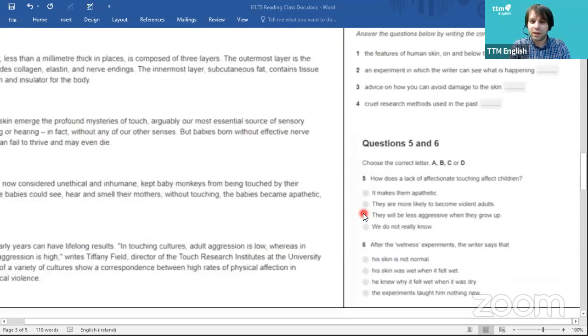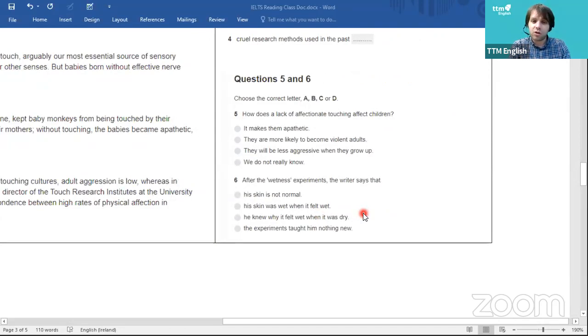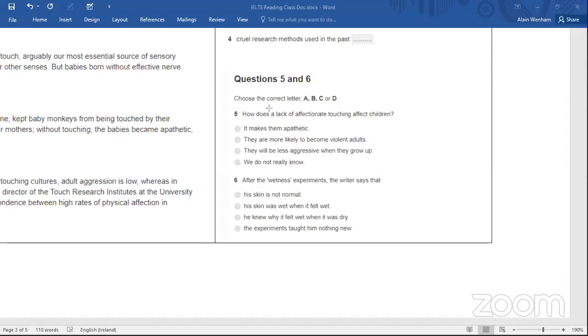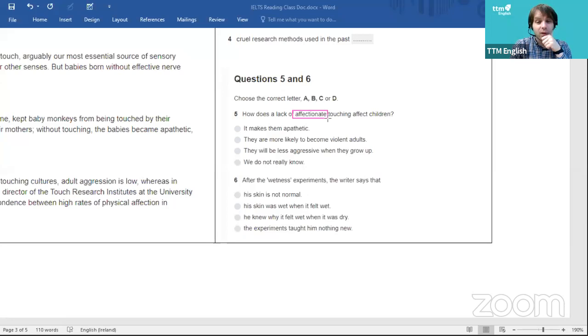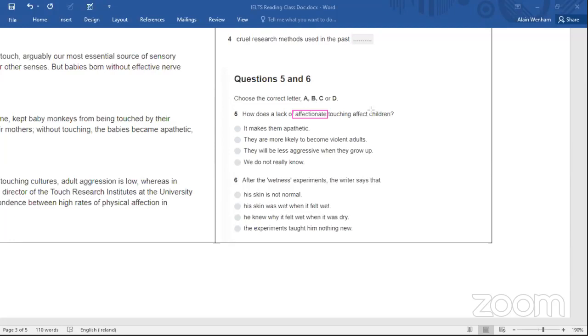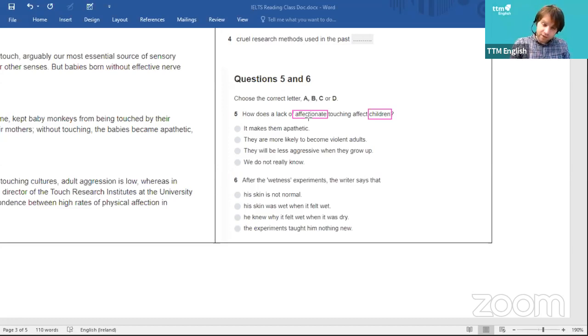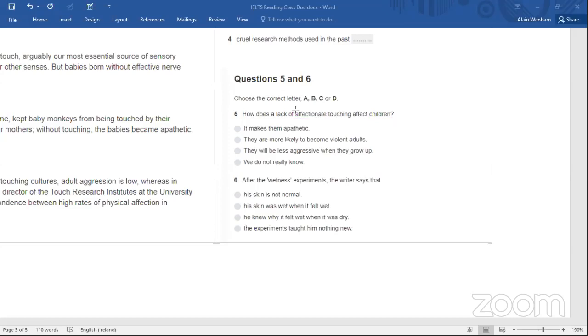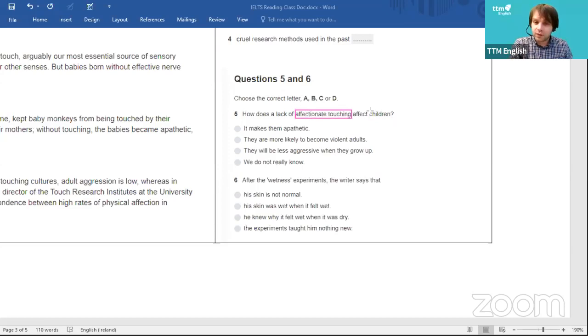The question is, how does a lack of affectionate touching affect children? And I'm going to ask Anuj, what are the keywords here, please? So, lack of affectionate. Good. And the next, affect. I would say children. Now, there are different types of affection, aren't there, everyone? What kind of affection is this? Touching. I would put these together. We're going to look for affectionate, but it has to be touching, doesn't it?